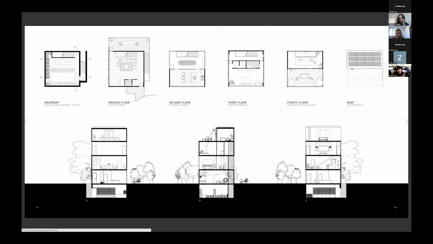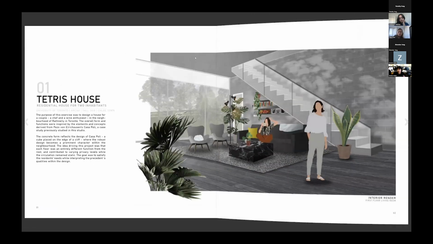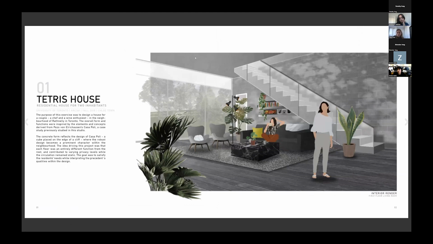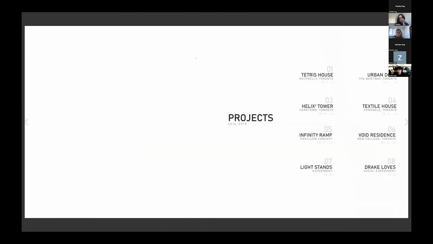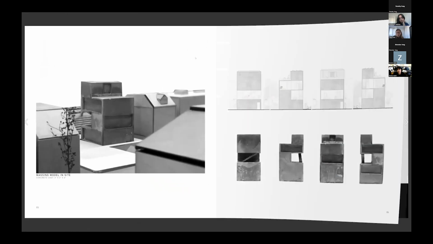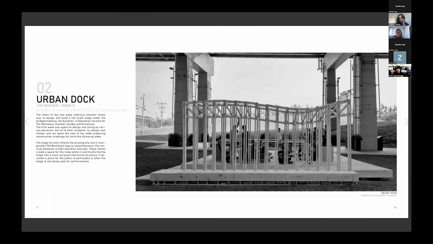And in terms of the order of the projects, I considered this one to be the best drawn, and I had really strong drawings, so that's why I started with it. So that's Tetra's house, and then it goes to Urban Dock, which is the summer design build studio that I was a part of before my last year, which was really fun. I think it was a really good part of my portfolio because it shows that I was able to collaborate with a group of people to build this one-to-one stage that was used for productive design. And so I think that was really strong for the portfolio that I was making.